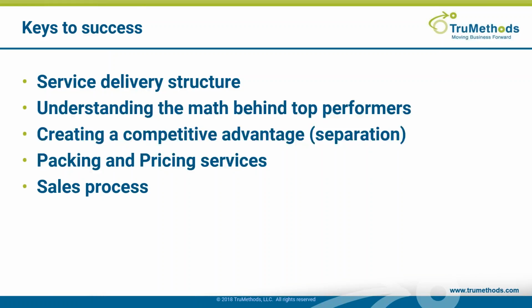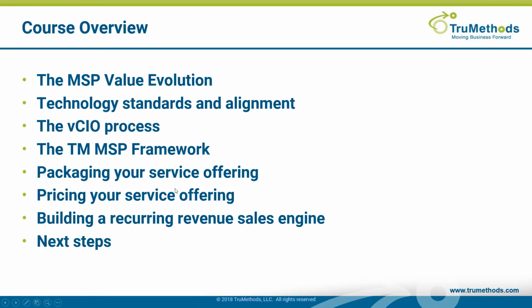What do you include? What not to include? How do you know how to price your services? How do you pack value into your offering? And finally, once you've done all that, what's the basic structure of a sales process or a sales engine that's going to allow you to grow. So this is the course overview. These are the videos that you're going to be able to go through, what we call the MSP value revolution, and then some core things around standards and alignment in the vCIO process. We're going to lay out the structure that we set up as a framework for MSPs, packaging, and then pricing, sales, and then talk about some next steps.